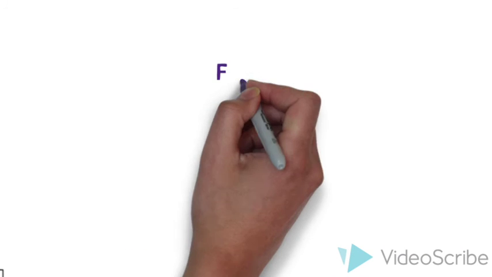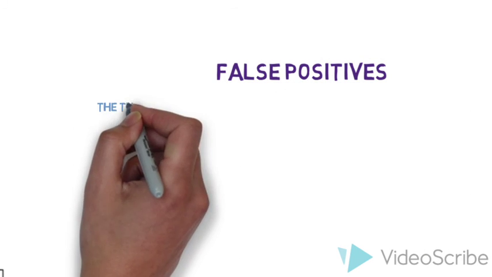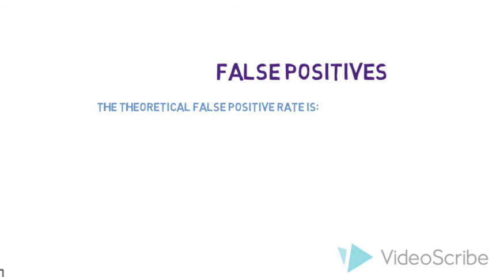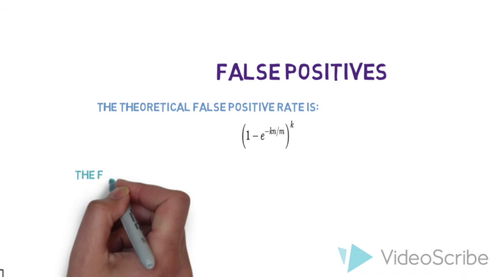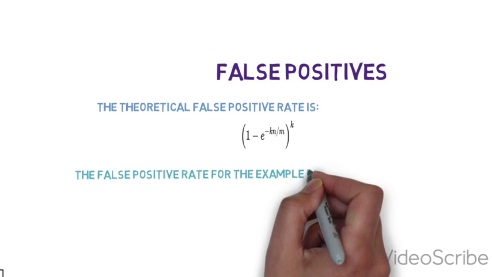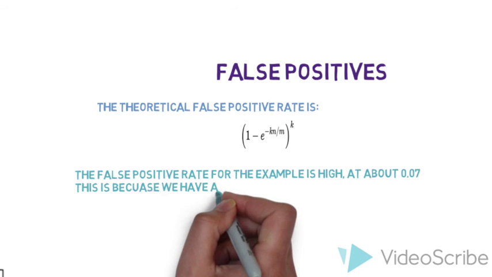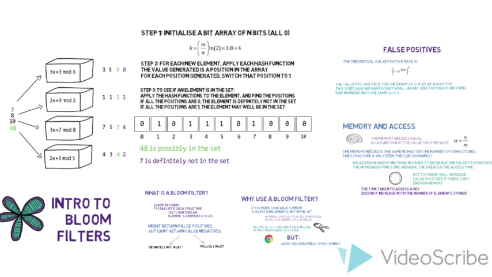Now let's talk about false positive rates. Well, the theoretical false positive rate is calculated using this equation. The false positive rate for our sample is about 0.07. This is because we have a very small array and our hash functions map numbers to the same slots. So that's a Bloom filter.